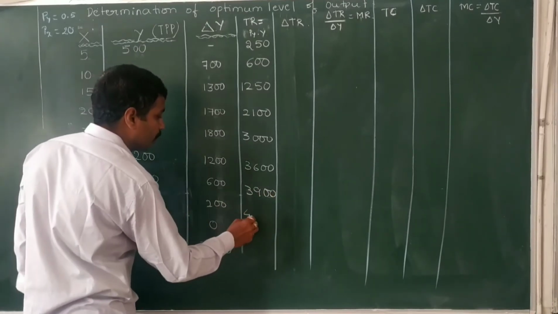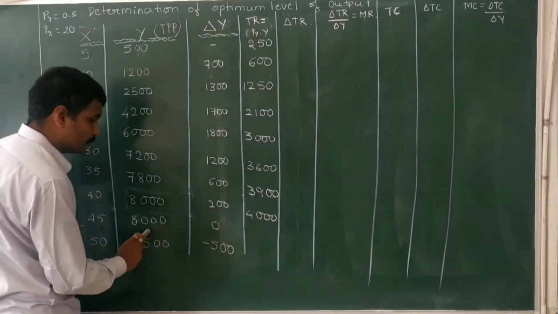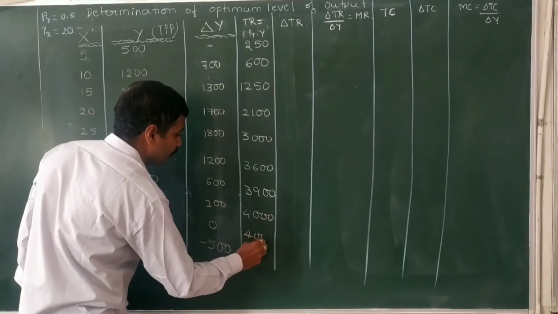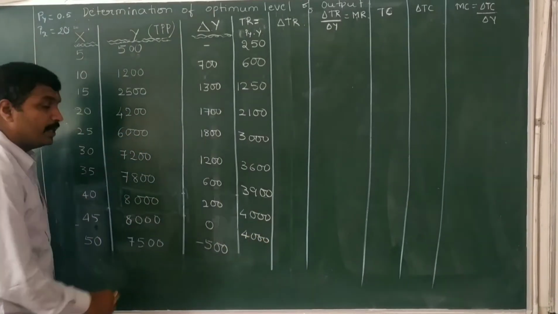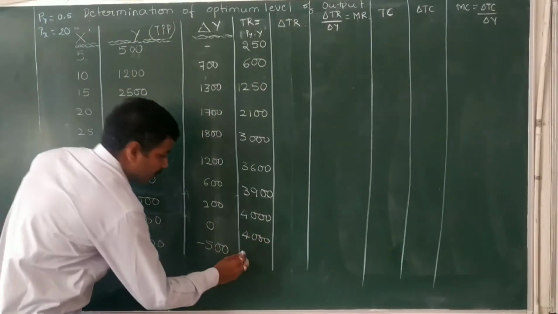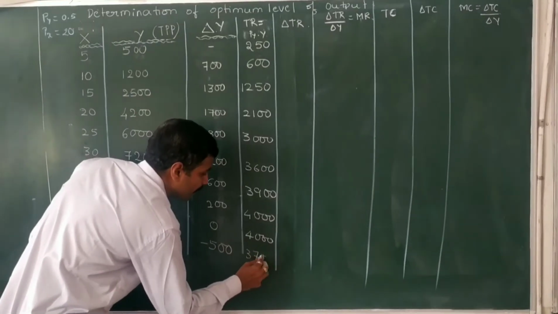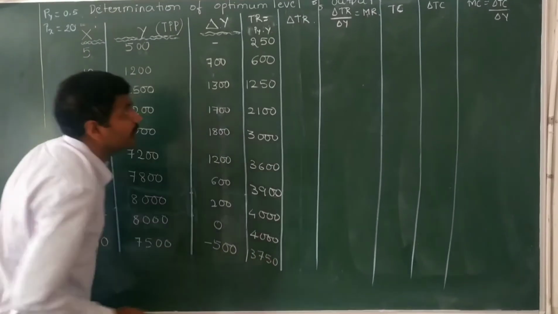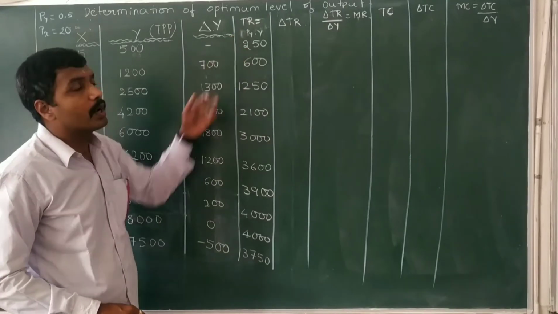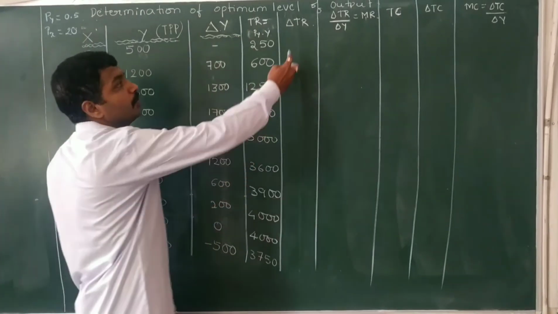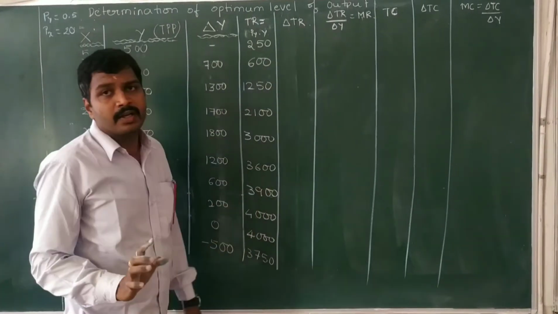This used to be 4000. It used to be 4000, and this used to be 3750. Okay, in this way you need to generate what we call TR. Once you get the TR, now you need to take the incremental change in total returns.